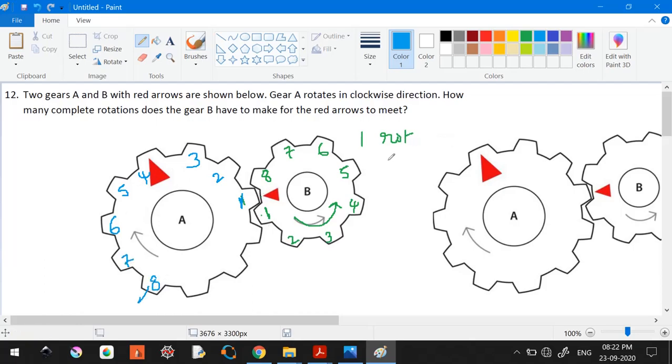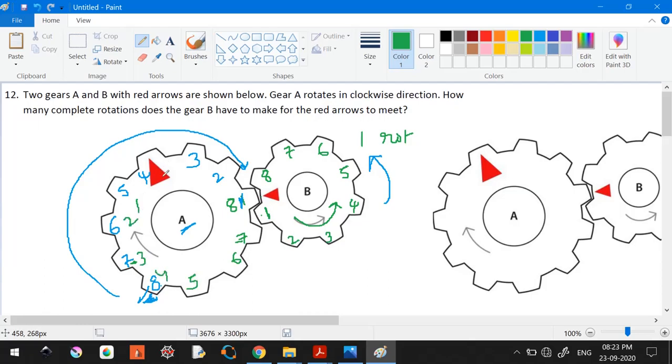So after one rotation of this particular B gear, the red arrow is going to be here only, but the gear A, this tooth is going to rotate and finally come here, which means 7 is going to be here, right? 8 is the last one, which means after turning, because 8 is here, 7 is going to be this, 6 is this, 5 is this, 4, 3, 2, 1, the fourth one, which means the red arrow is going to be here.